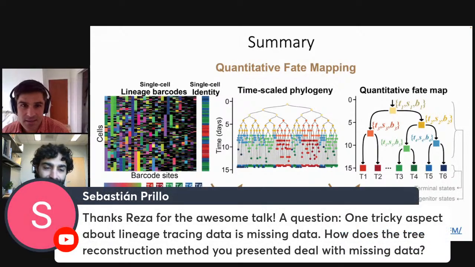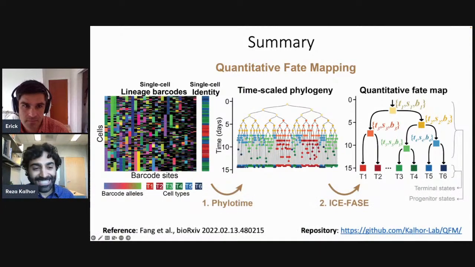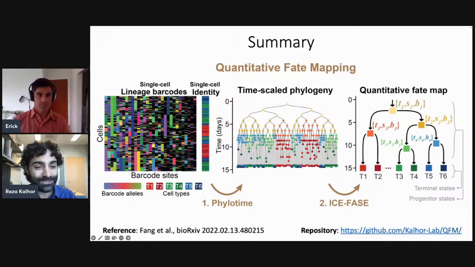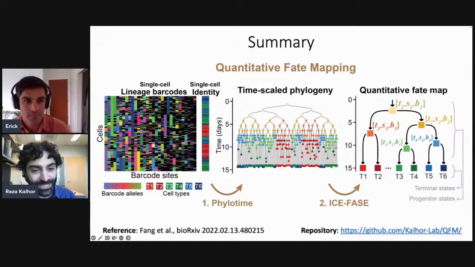Thank you. Sebastian Priot asks, thanks, Reza, for the awesome talk. One tricky aspect about lineage tracing data is missing data. How does the tree reconstruction method you presented deal with missing data? Fantastic question. To those in the field, this is one of the first questions that comes up every time, because all real data have missing data.